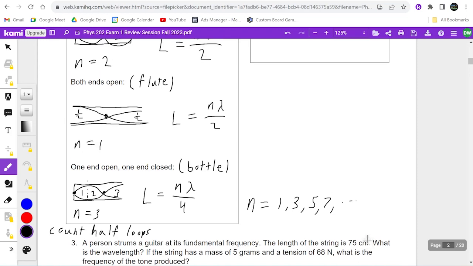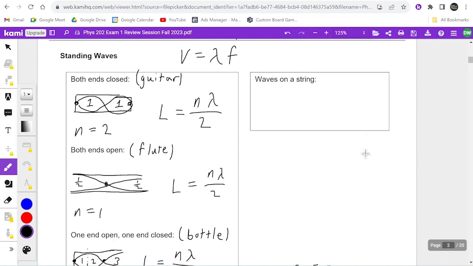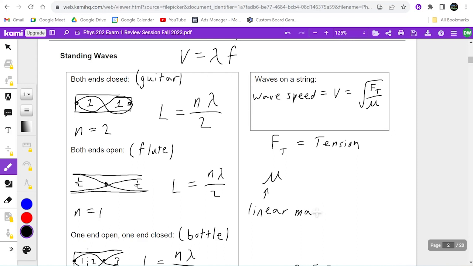Okay, good. And then the last thing, waves on a string, just a very simple equation. The wave speed, and by the way, this is if you have like a physical string, like you go to the gym and you see the people doing the rope thing up and down. Perfect example of this. The wave speed V is equal to the square root of the tension force Ft divided by the linear mass density mu. So let me write that out for you guys. Ft is just the tension force. And Greek letter mu, known as the linear mass density, one of the worst sounding variables ever.